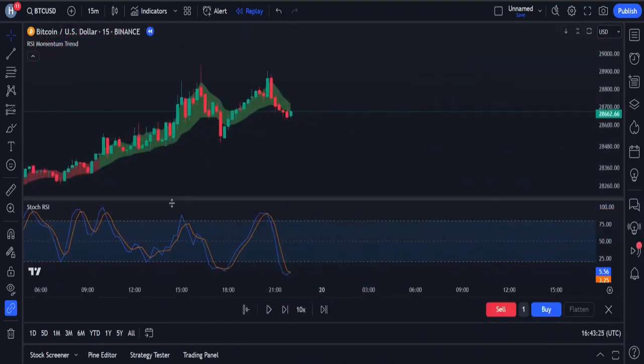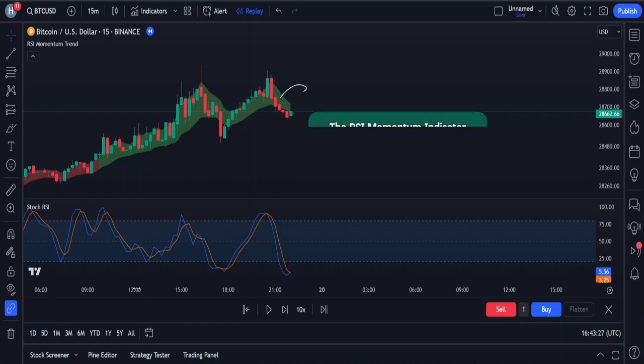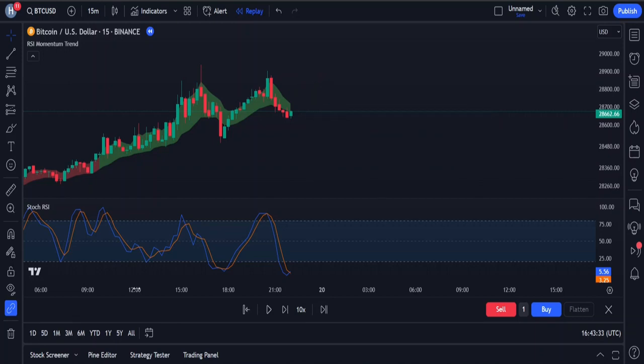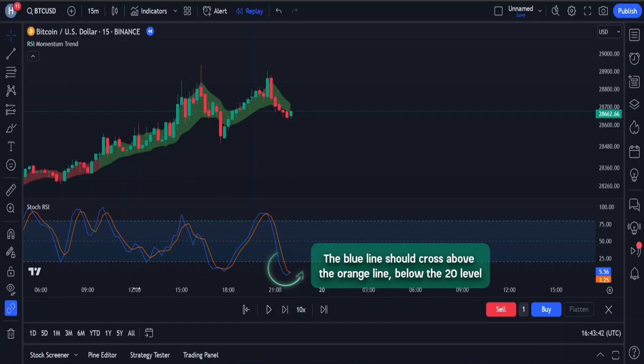So for a buy trade to be valid, first of all, we want the RSI Momentum Trend indicator to show that the market is moving in an uptrend. As we can see here, the indicator is green in color. That indicates that the market is moving in an upward trend. So now we will wait for a buy signal from our Stochastic RSI indicator.